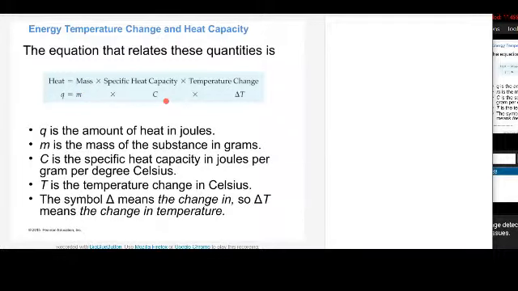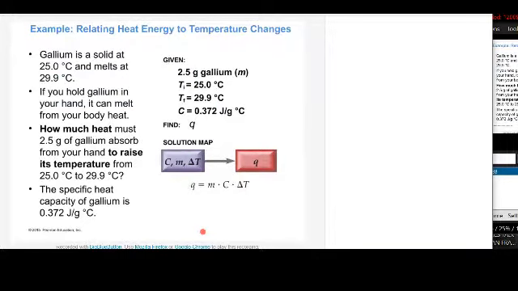This is an equation that you'll have to use in calculations on your exam. Q can be measured in either joules or calories. Hence, we need that conversion from one to the other. So I'm hoping that there's an example of this equation. Let's have a look. Yeah, so I guess this is an example.